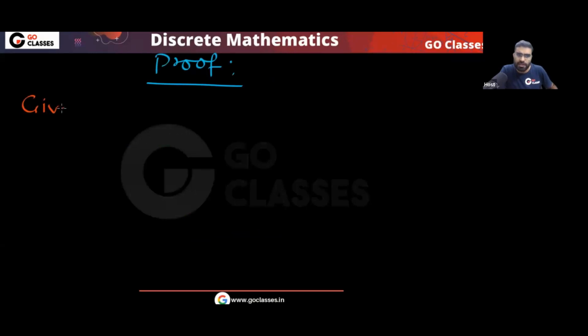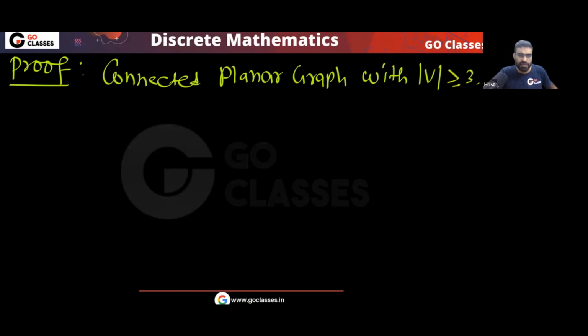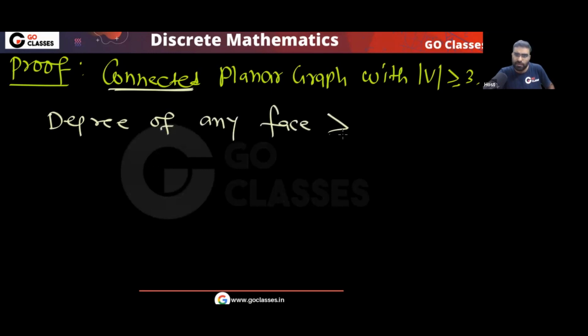Given is a connected planar graph. This is given to you, that you have a connected planar graph with at least 3 vertices. The number of vertices is at least 3. So in this situation, the degree of every face will be greater than or equal to 3. Yes or no? Very simple.